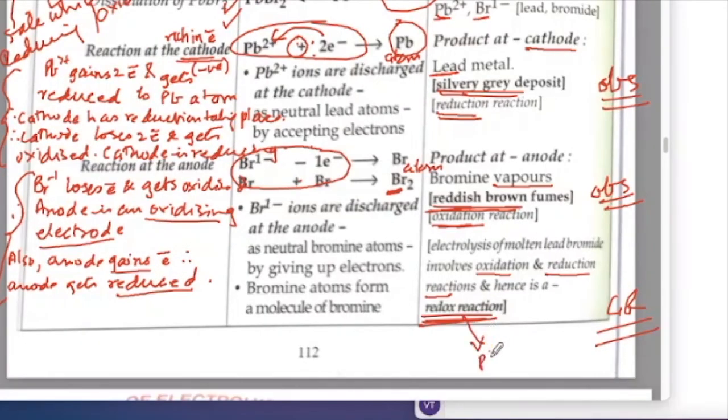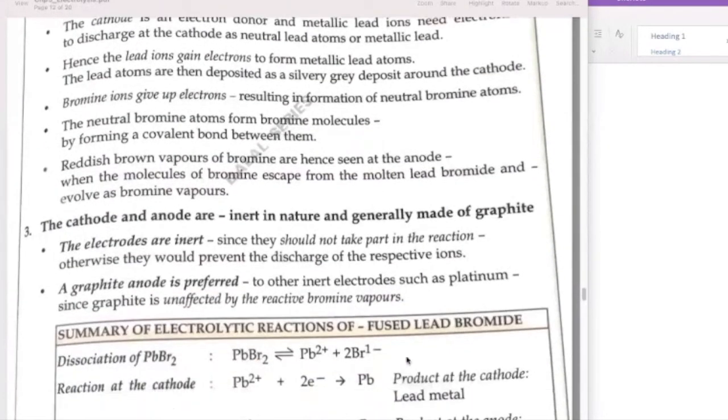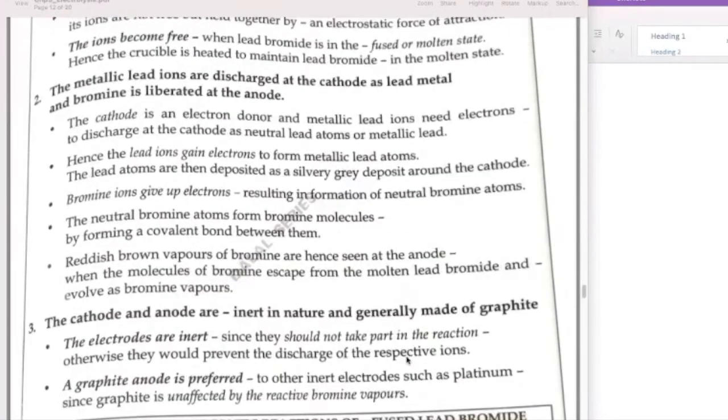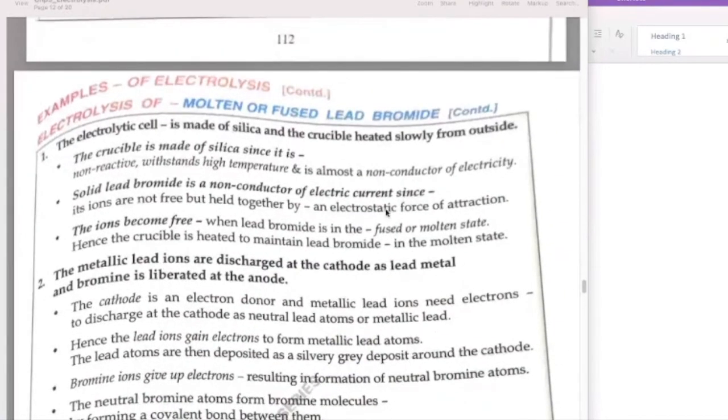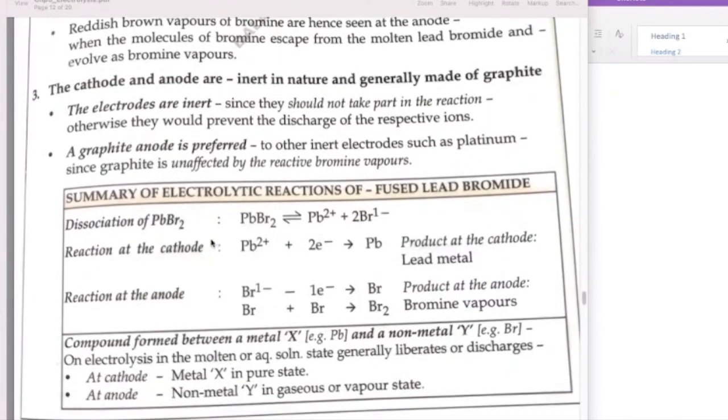Why is PbBr2 electrolysis a redox reaction? So I have finished this. On this page, these are all markings. Everything I told you, I hope you have marked. Have you marked over here? Yes, do the markings. So graphite preferred, double tick mark over there. I told you it is important. Reason: because it is reactive, not just reactive but highly corrosive. It attacks iron also. That's why graphite has to be the anode. Okay.